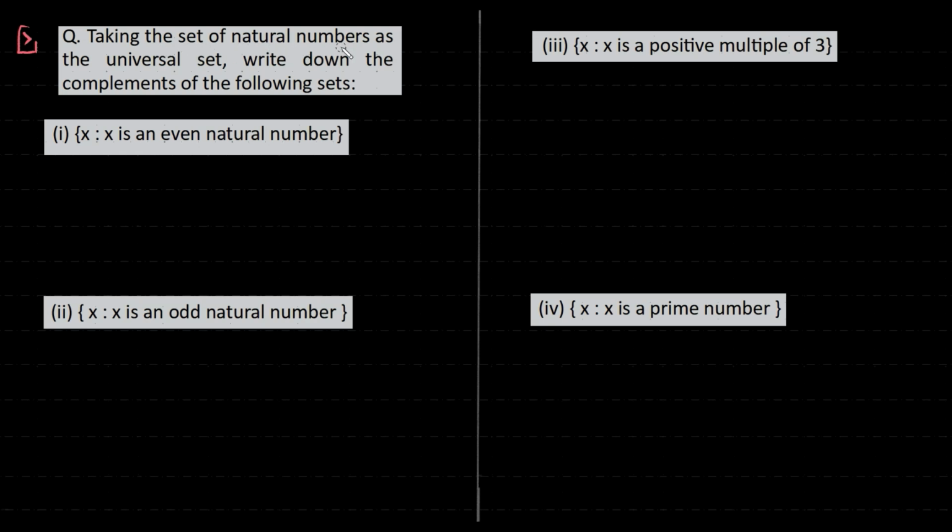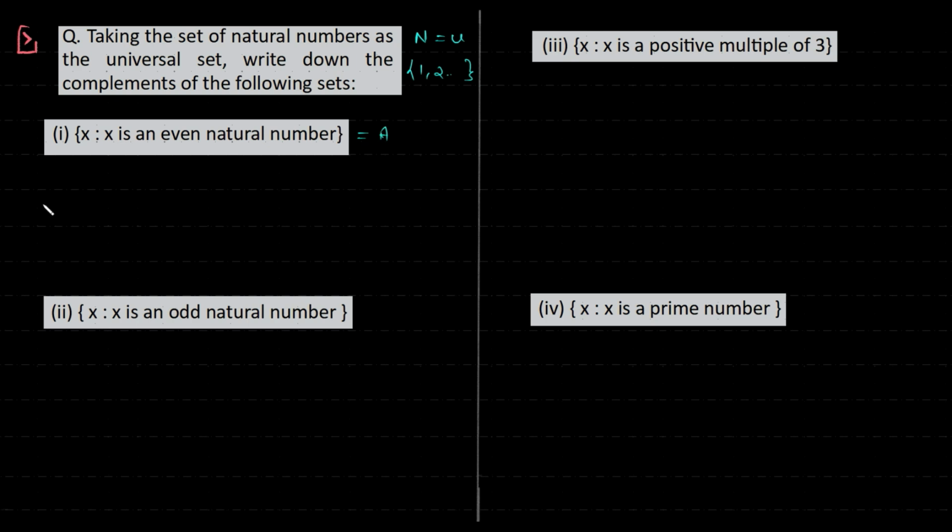Taking the set of natural numbers as the universal set, write down the complements of the following sets. So what is it that they're asking? We are going to take N as the universal set. That is, we're going to have 1, 2, till infinity. So here we have to figure out the complement of whatever this is.